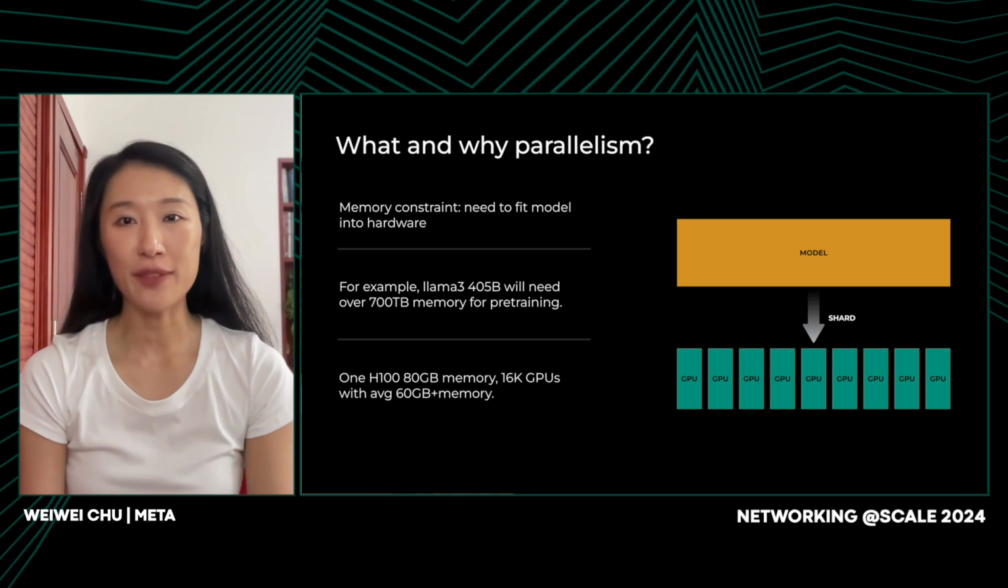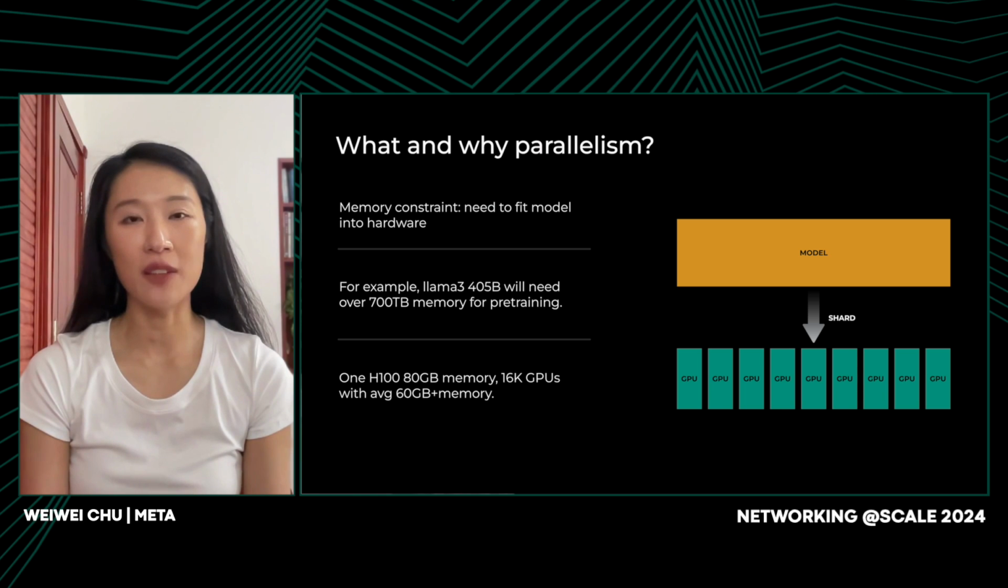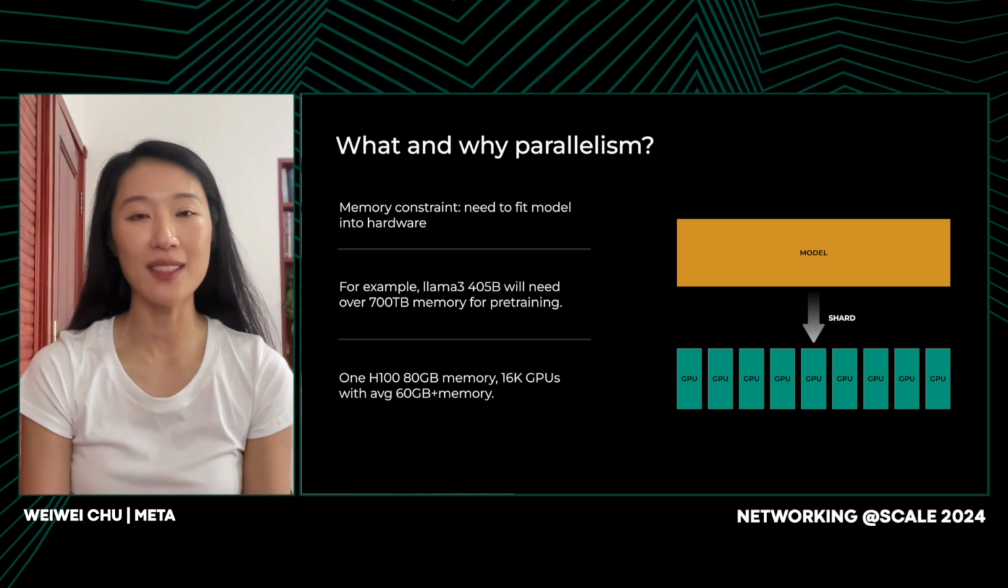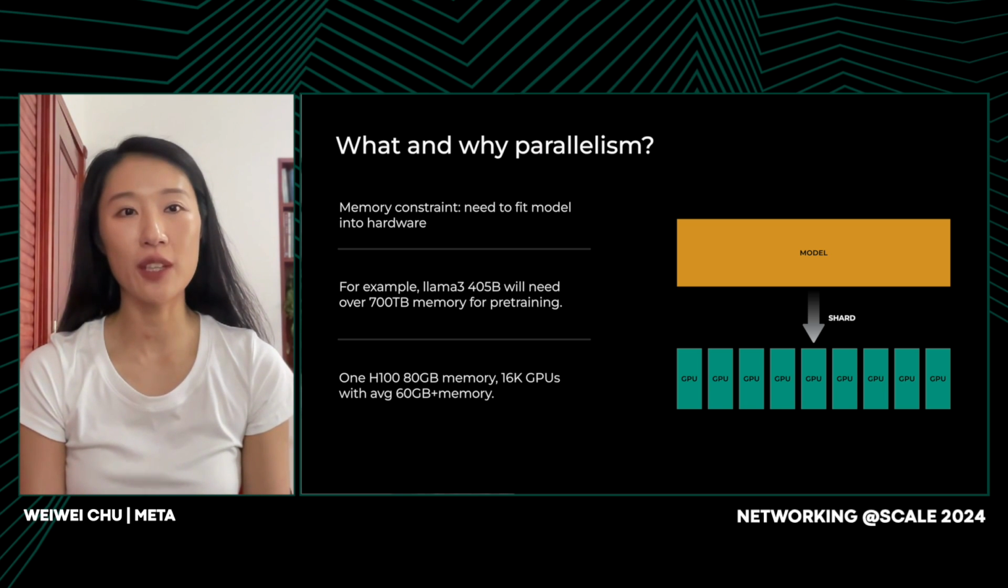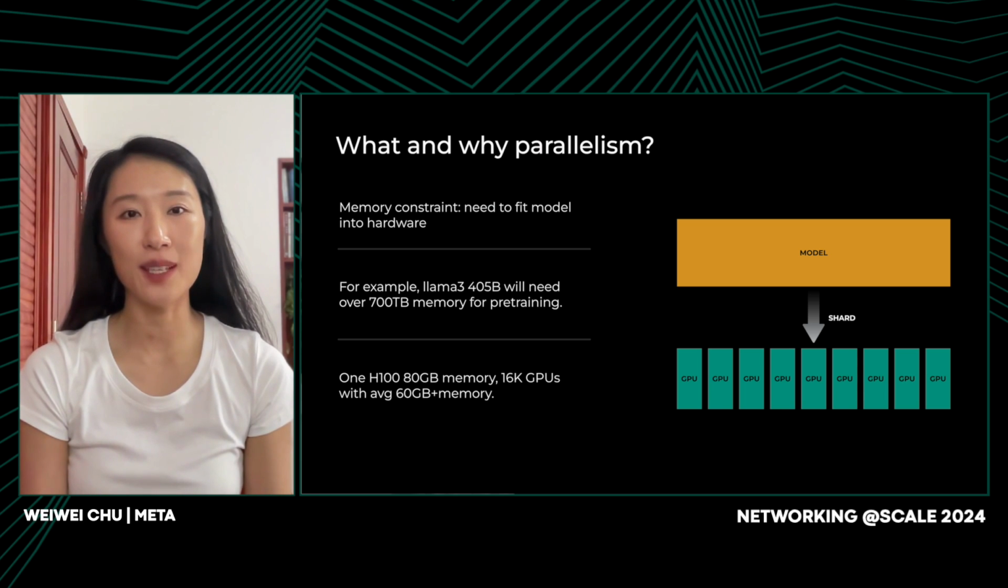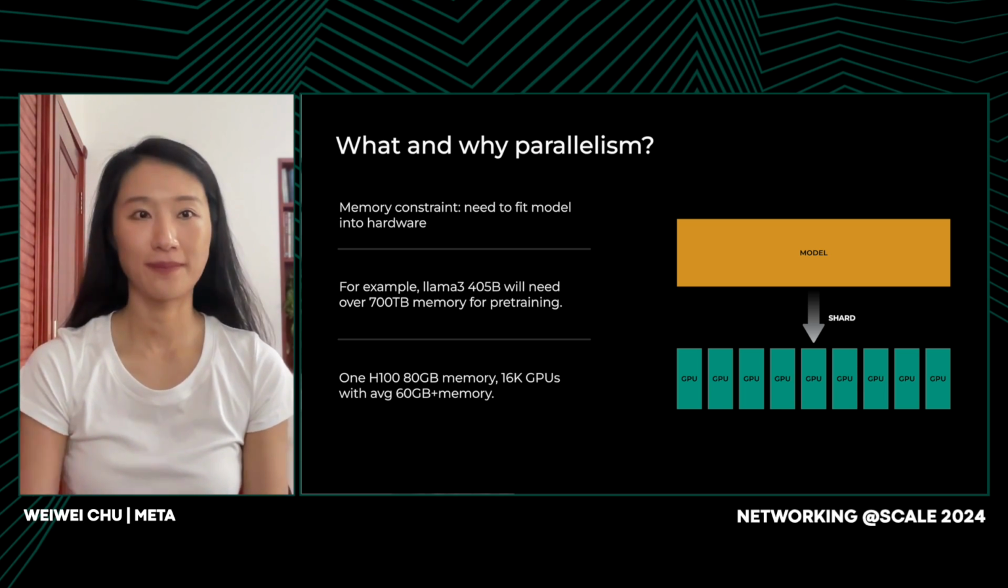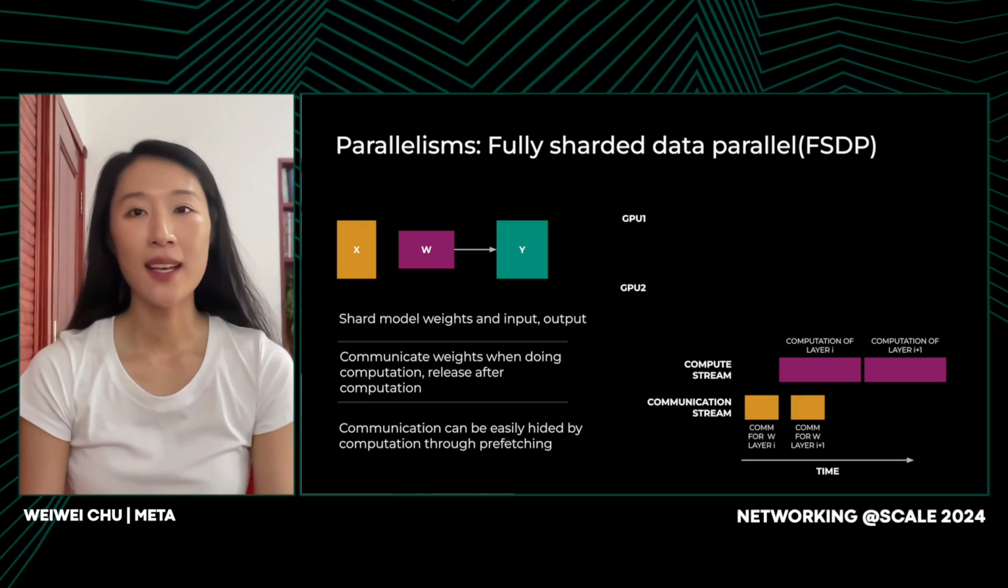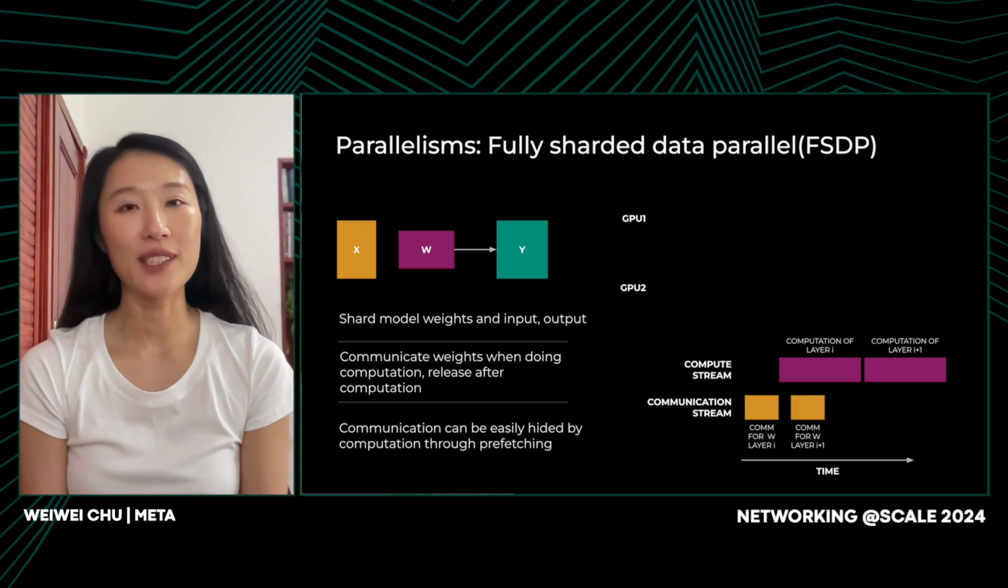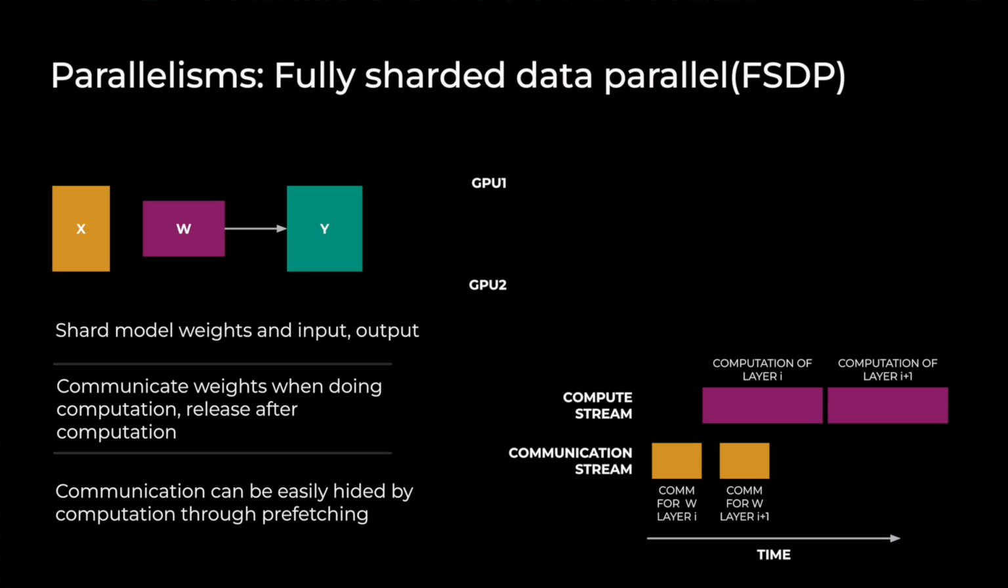There are many different types of parallelisms. They have different ways of sharding the model, and they will introduce different communication between GPUs. I will introduce two of the parallelisms and explain their implication on network and scheduling. The first one is called fully sharded data parallelism.